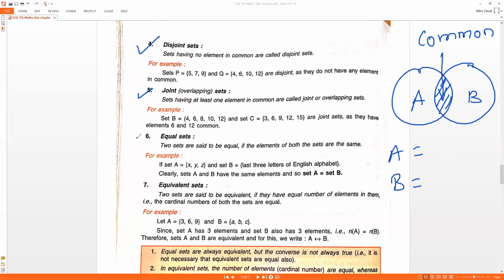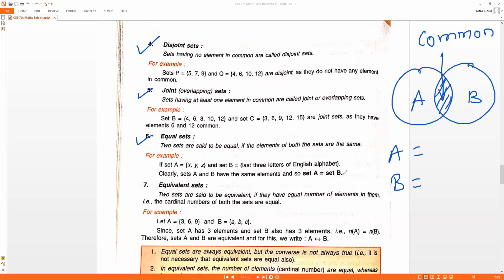Then equal sets. Try to understand what equal sets are. Equal in the sense all the elements in set A are exactly the same in set B. Exactly तसेच्या तसे आले तर ते sets equal असतात. नाहीतर नाही. So two sets are said to be equal if the elements of both sets are the same. Obviously, the number of elements will be the same. The cardinal number of two equal sets is going to be the same. So for example, if set A is {X, Y, Z} and set B is the last three letters of the English alphabet, obviously they are going to be X, Y, Z.